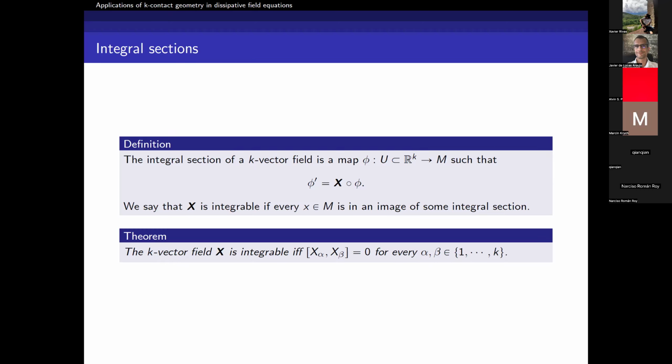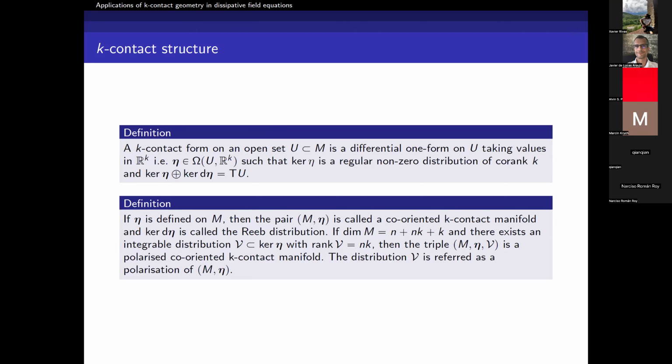Okay, so now I go to the k-contact structure. A k-contact form on an open set of a manifold is a differential one form on U, taking values in Rk, such that the kernel of the differential form is a regular non-zero distribution of corank k, and the direct sum of kernel of eta and kernel of differential of eta is equal to the tangent of U.